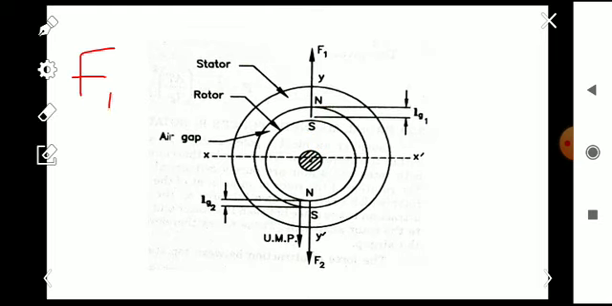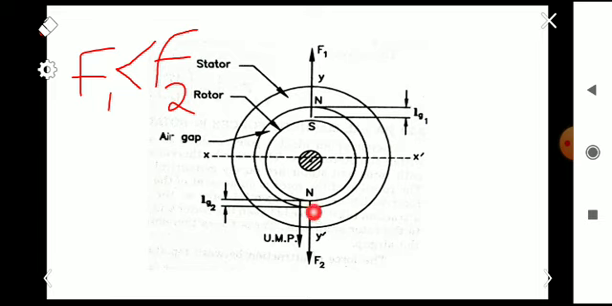This F1 will be less than the force of attraction between the bottom stator pole, that is south, and the rotor north. That is F2. So F1 is less than F2 because the air gap Lg1 is greater than that of Lg2. So there is a difference in forces on these two sides, and hence a resultant radial force acts on the rotor in the downward direction.